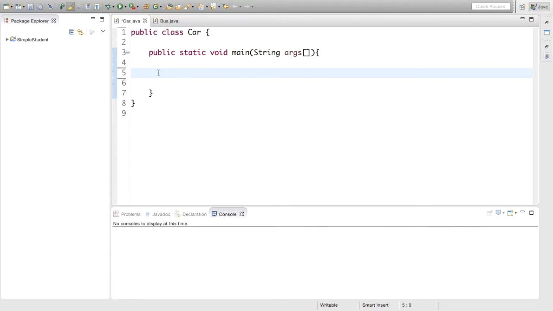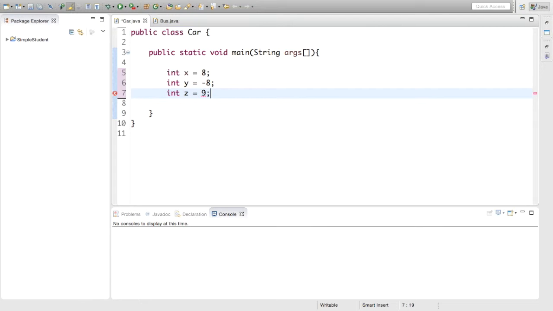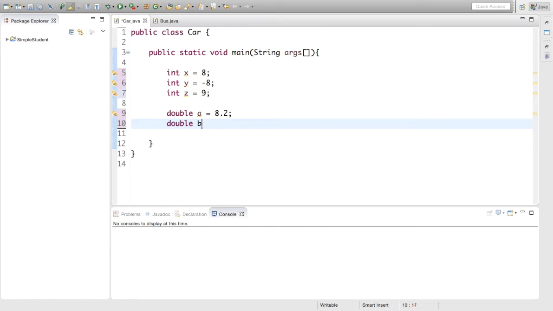So to begin with, we're just going to make a few integers. We're going to make int x equals 8, int y equals minus 8, int z equals 9. And we're going to make a few doubles. We're going to say double a equals 8.2 and double b equals 4.5. Okay, so now we're going to use the math operators to look at these different numbers.